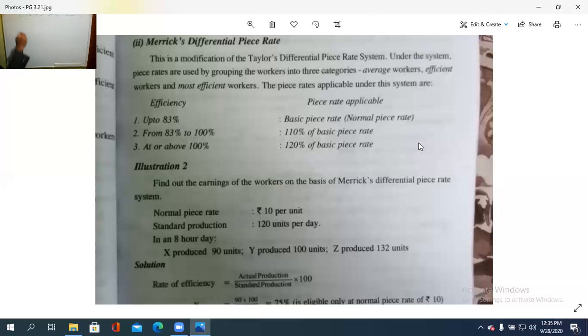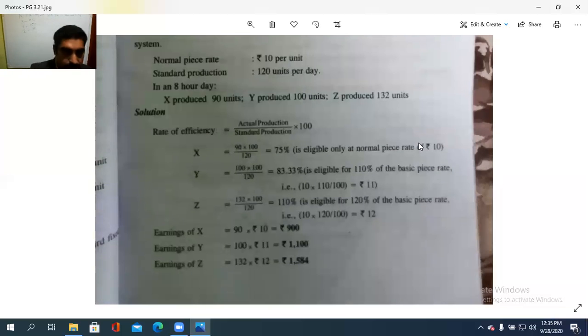8 മണിക്കൂർ പണിയെടുത്താൽ X is producing 90, Y is producing 100, and Z is producing 132. So based on this, we need to calculate which one is the average worker, which one is the most efficient worker, and which one is the efficient worker. So we'll do it now. Rate of efficiency is equal to actual production divided by standard production into 100. Actual production is how much?